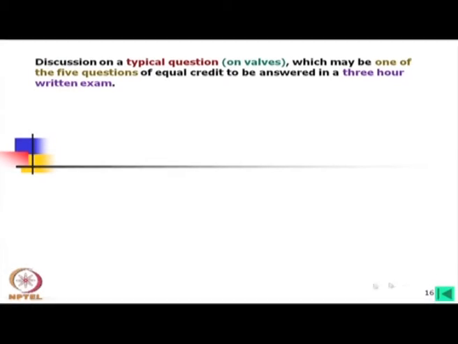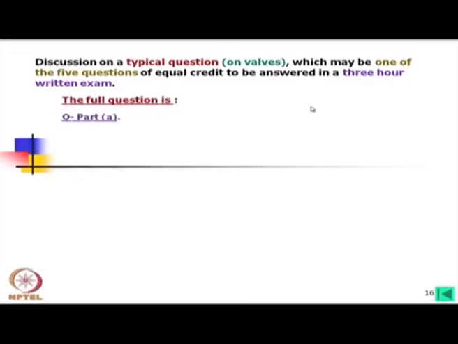Now, I shall discuss a typical question on valves, which may be one of the 5 questions of equal credit to be answered in a 3-hour written exam. This means that if there are 5 questions, each credit is 20 marks, which you have to answer in 3 hours, then this is a 20 mark question.